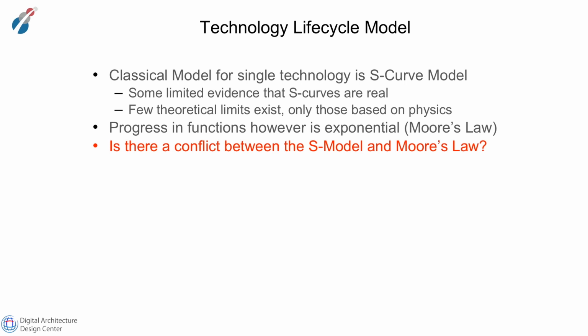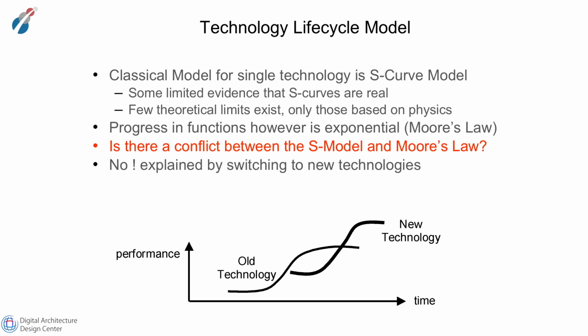So here's the solution to the puzzle. No, there is no conflict. Why not? Because we are switching to new technologies or new architectures. So the way you can think of it is that each technology is on an S-curve, but it's the particular form, the particular embodiment that is on an S-curve, not the functional view of the technology.